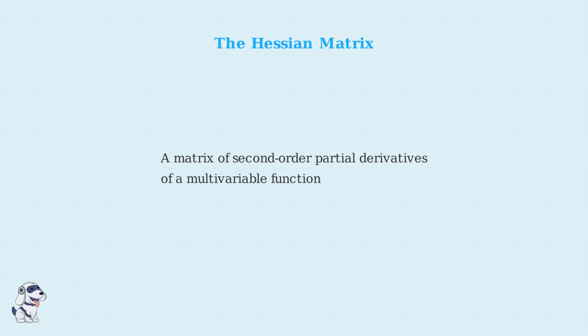The Hessian matrix is a fundamental tool in multivariable calculus that helps us understand the behavior of functions at critical points. For a function of two variables, f of x and y, the Hessian matrix contains all second-order partial derivatives arranged in a specific pattern. These second derivatives are arranged into a 2 by 2 matrix called the Hessian.